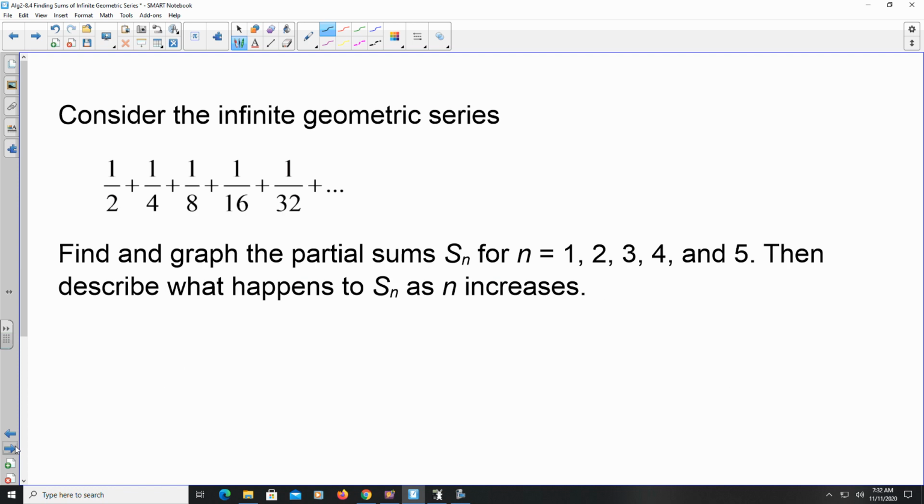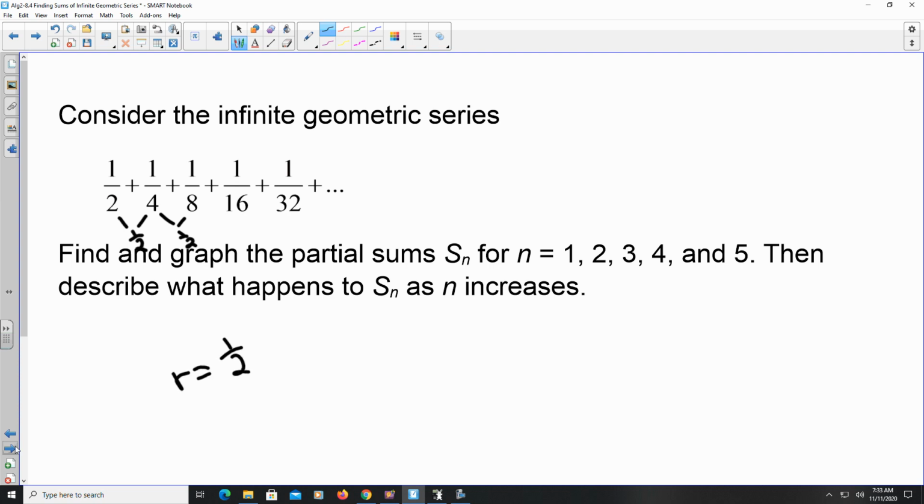So here, they want us to consider this geometric series where it starts with 1/2 plus 1/4 plus 1/8 plus 1/16 plus 1/32. If you notice, the numbers keep getting smaller as we continue on in this particular series. So if I try to find the common ratio, if I took 1/4 and divided it by 1/2, I would get 1/2. Just double checking, 1/8 divided by 1/4 is also 1/2. So my common ratio is 1/2.